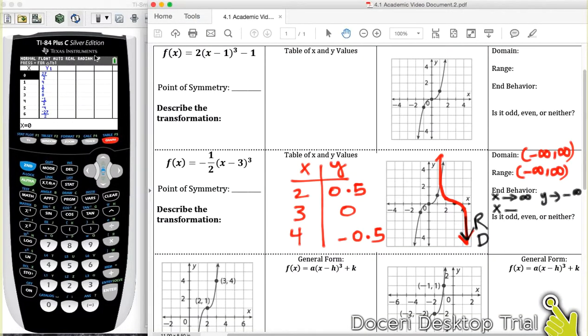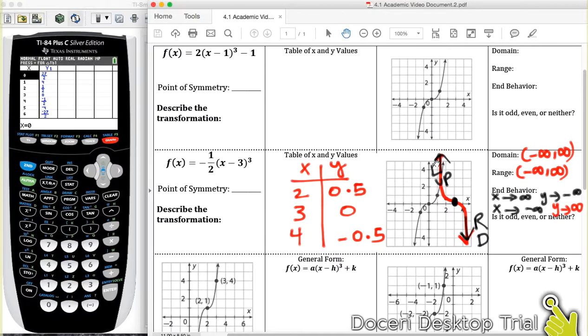Now, as x goes to negative infinity, look at the left side of your graph. As you can see, it's going up. So that's the point of symmetry. This is the right of the graph, and this is the left of the graph. The right is going down. The right means x going to plus infinity and y going to negative infinity since it's going down. As x goes to negative infinity, look at the left. Your graph is going up, so y is going to plus infinity. And that would be the end behavior.